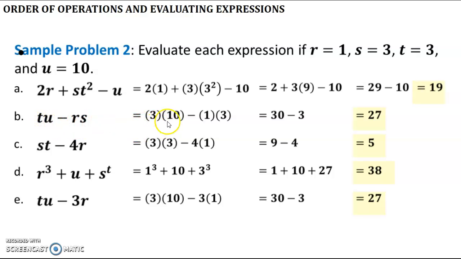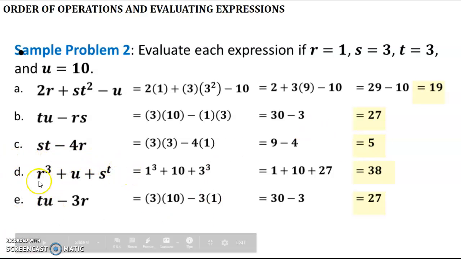And then t times u, so t is 3 and u is 10, so 3 times 10 is 30, minus 1 times 3, and 1 times 3 is 3, so then you do 30 minus 3 gives you 27. And s times t minus 4 times r, so s and t are both worth 3, so 3 times 3 is 9, minus 4 times 1, which is 4, so 9 minus 4 equals 5.